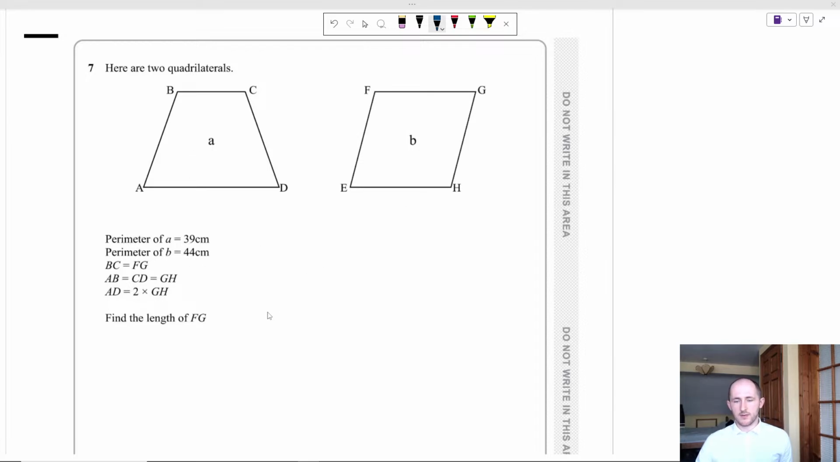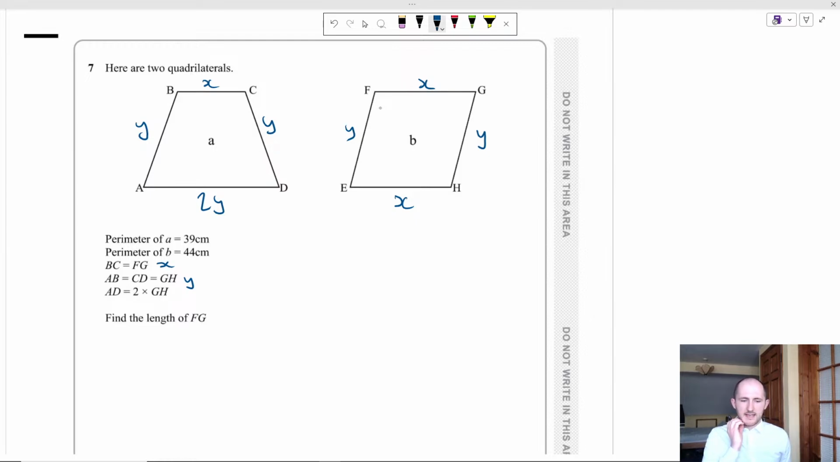So what I'm going to do is I'm going to give these letters to write it out. Okay? So, BC equals FG, so I'm going to call that X and X. Then AB, CD, and GH all Y. And then AD is equal to 2GH, so in other words it's 2Y. Now, if you remember, this is actually a parallelogram, so the opposite sides are always going to be the same.